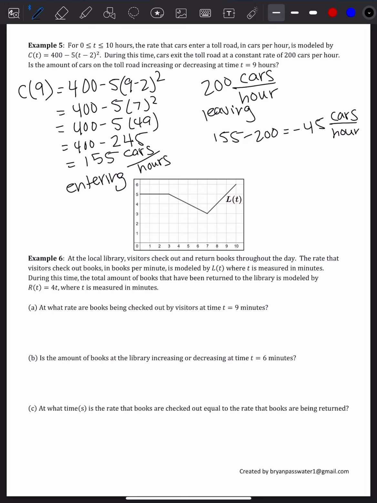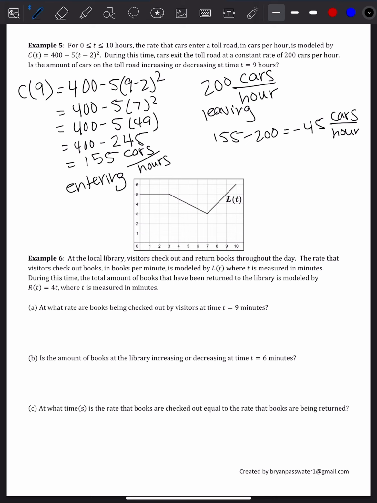This last one here: at a local library, visitors check out and return books throughout the day. The rate that the visitors check out books, in books per minute, another rate, is modeled by our graph L of t, where t is measured in minutes. During the time, the total amount of books that have been returned to the library is modeled by R of t equaling 4t, where t is measured in minutes. So at what rate are the books being checked out to visitors at time t equals 9?